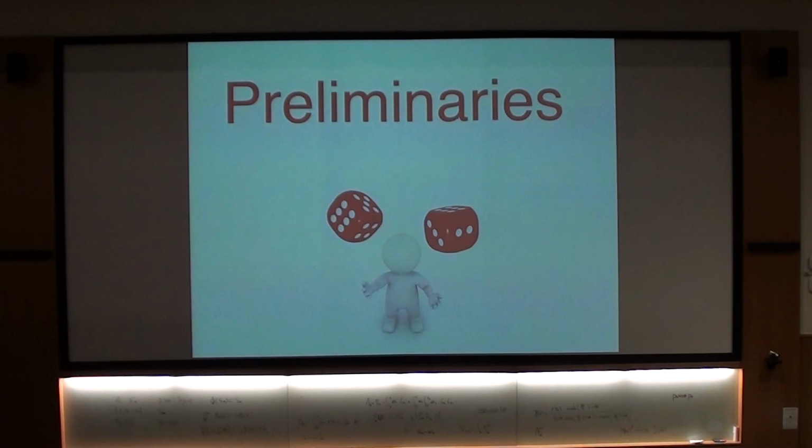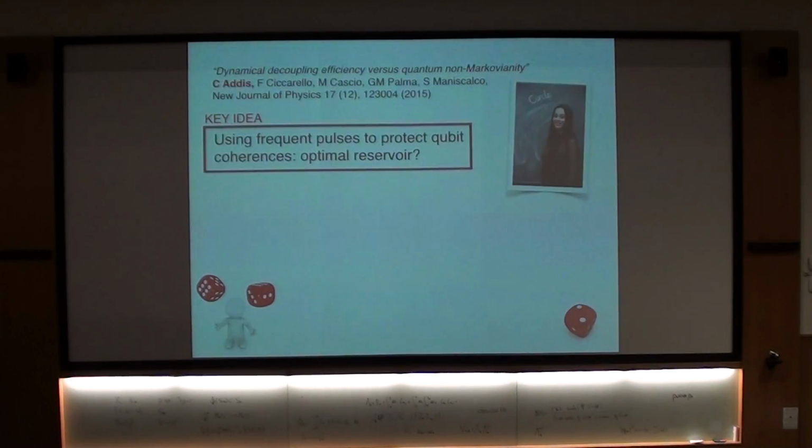Obviously, the preliminaries you have heard already, but the key idea is the following. This is related to a result mostly obtained by Carl Abdis. The idea is to use dynamical decoupling as a tool of reservoir engineering and to study how this is connected with non-Markovianity of the environment.